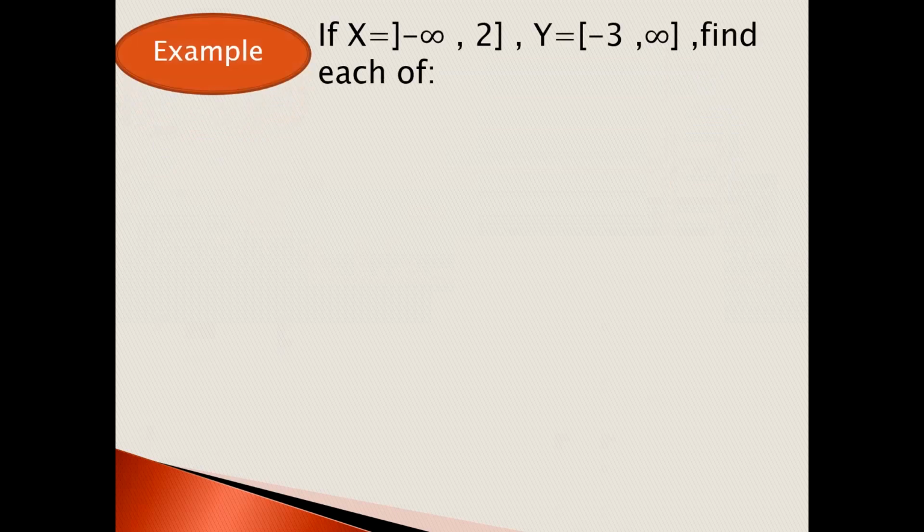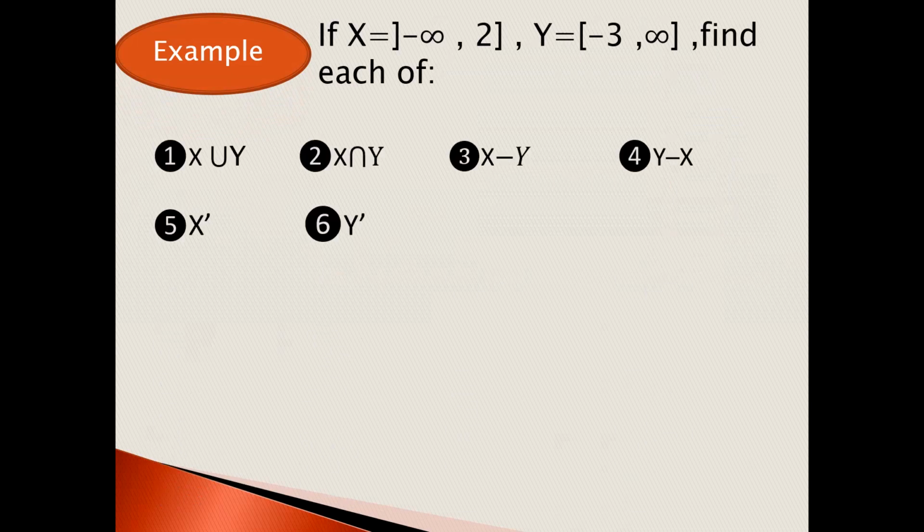Okay. For example, here I have x from negative infinity to 2, negative infinity open and 2 closed, and y from negative 3 to infinity. Fine. First I want x union y. X union y means that I want to make a union between x and y in one interval.